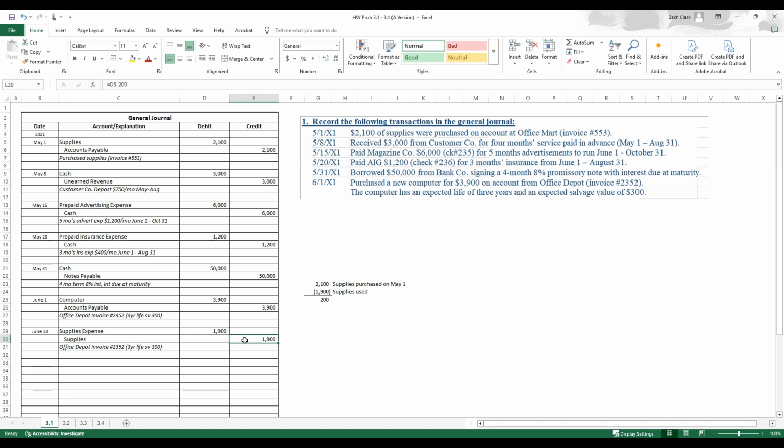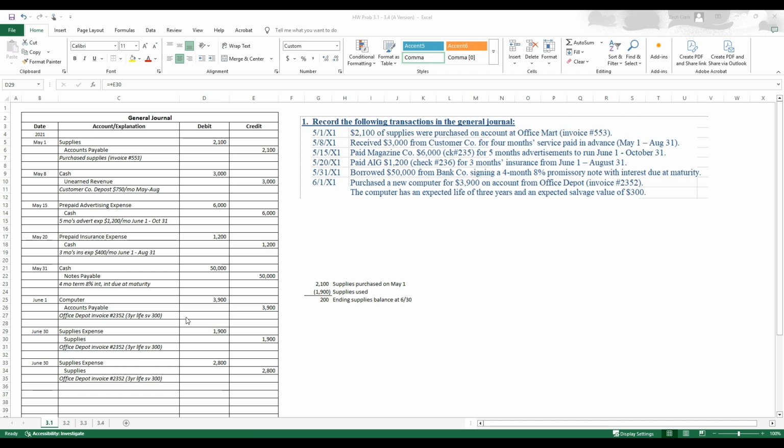So we're reducing supplies with a credit by $1,900 to end at a total ending supplies balance of $200. And how do we know the $200? We'd have to go and do a count, and it just tells us in the problem that $200 of supplies remain. But in real life, we'd have to do some sort of inventory count to determine what was left over. Okay, so that's our first adjusting entry to adjust the supplies down and record the usage, the supplies expense.